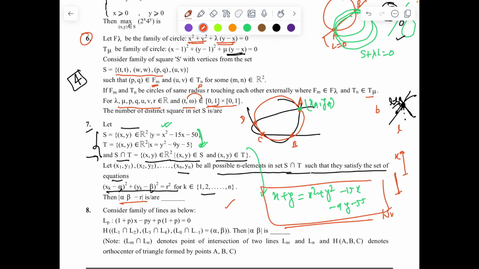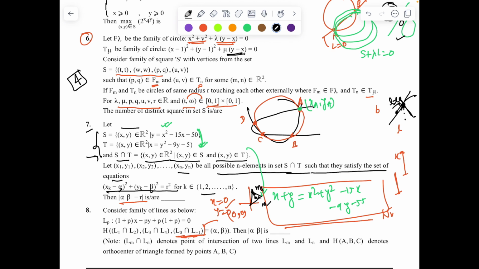Next question was, consider the family of lines given as below. LP is (1 plus p)x minus py plus p times (1 plus p) equals 0, and we have to find the orthocenter of this triangle. So here there is no smartness, but rather since L0 and L minus 1 will be quite easy, because L0 is going to be x equal to 0, right? And L minus 1 will be y equals 0. So this point will give you just (0, 0), so one of the coordinate axes. Similarly, now you can find those 2 points as well, and find the orthocenter by taking point (alpha, beta).